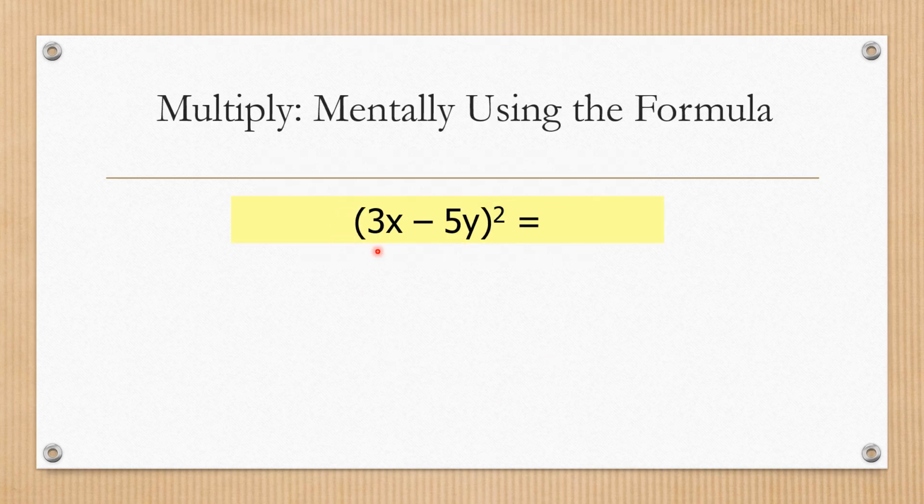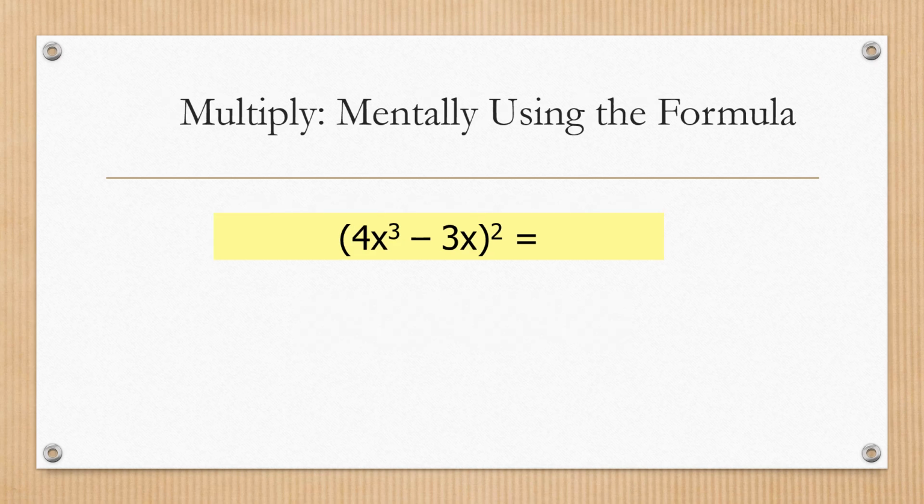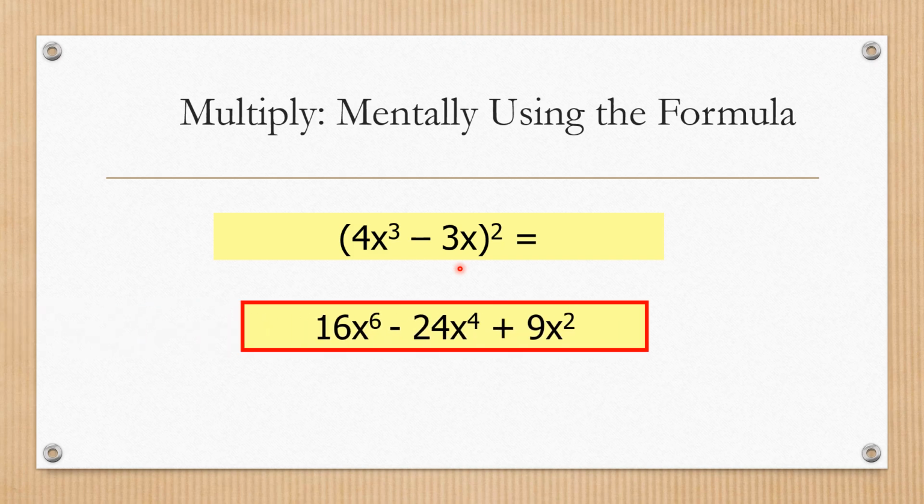All right. This one is 9x squared minus 30xy plus 25y squared. Correct? So just like that. Next, we have 16x to the 6th minus 24x to the fourth plus 9x squared. Let's see. Okay, correct.